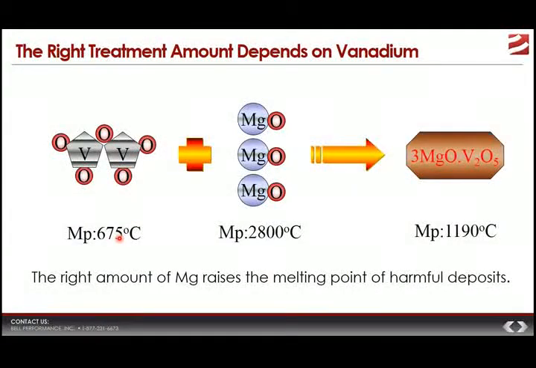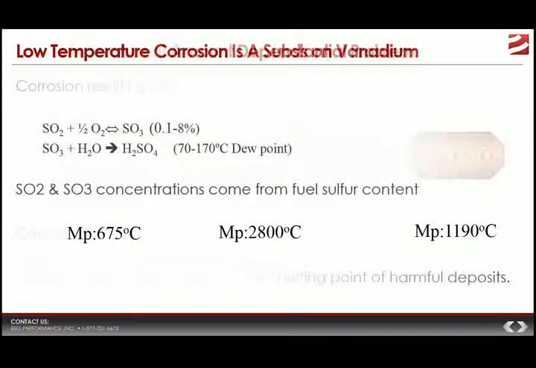Basically, if you have V2O5 and you add some magnesium oxide to it, V2O5 has a melting point of 675 degrees centigrade, and magnesium oxide has a melting point of 2800. You combine them, you get a melting point of almost 1200. This is going to be much less of a problem than V2O5 alone. So that's high temperature corrosion.